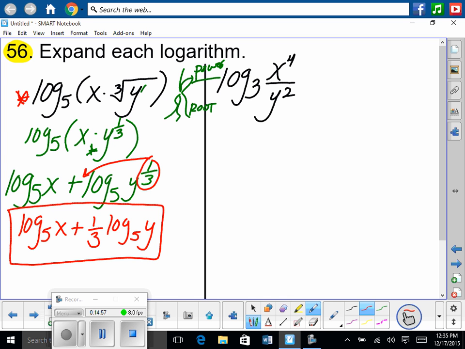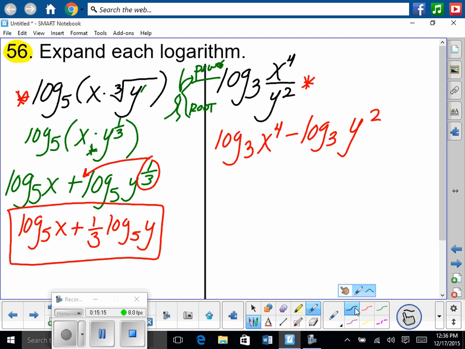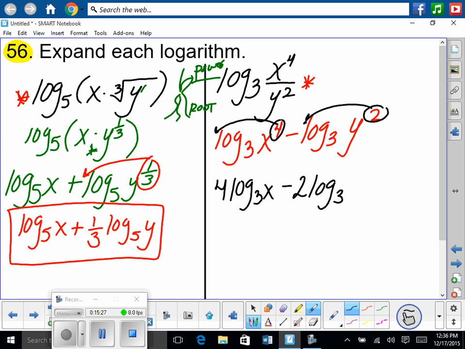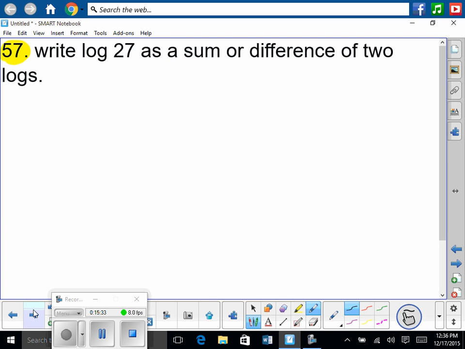Okay, so we have log to the base 3 of x to the 4th divided by y squared. So we're trying to rewrite this as many different logs. So we have log to the base 3 of x to the 4th, and because we're dividing, we subtract. So subtract log to the base 3. Don't forget the log to the base 3 part, that's very important. Y squared. Then we fix our exponents, pull them down in front. So our final answer will be 4 log to the base 3 of x minus 2 log to the base 3 of y. And this is the expanded logarithm.